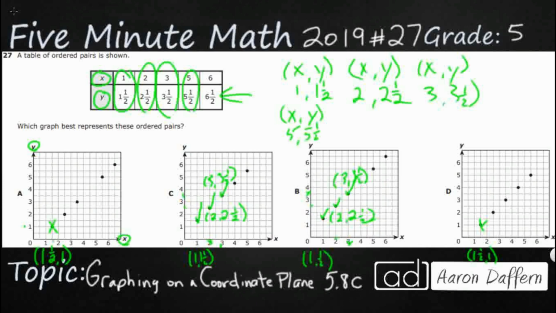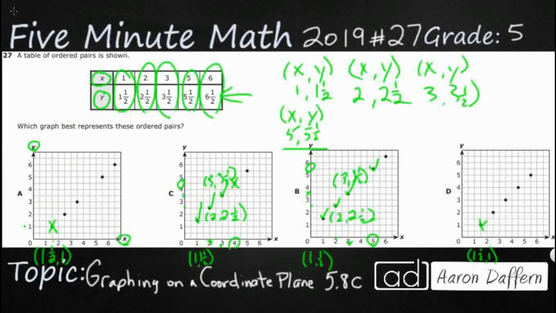So let's see what that looks like. And on C, look what C did. C does not skip. C picks up 4, 4.5. But that's not what we're looking for. We're looking for 5, 5.5. So if we look at B, we've got 5, 5.5. So B is looking good.